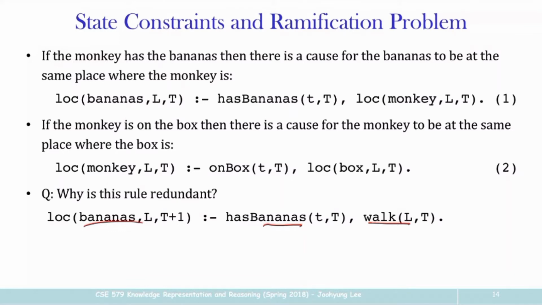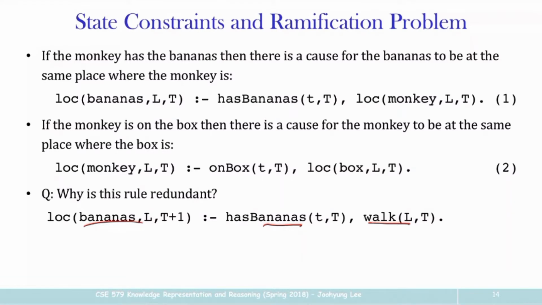Yeah, Pam. Because you're rule one. Because rule 1 is actually applying here. Now, the interesting thing is rule 1 doesn't say anything about actions. It's about state constraint. So for each state, whenever the monkey has the bananas, then the location of the bananas is at the same location as the monkey, right?